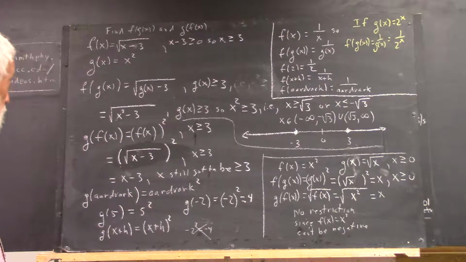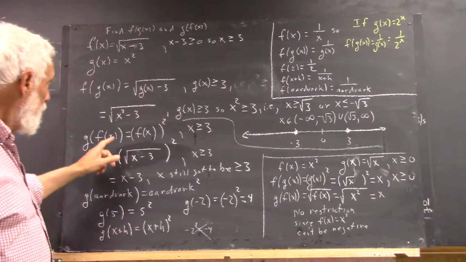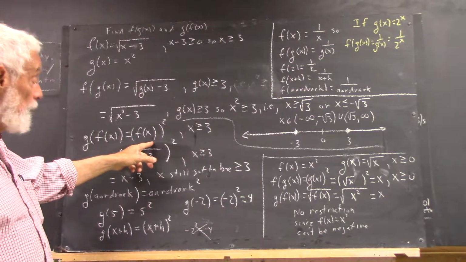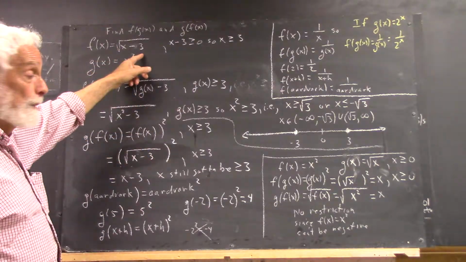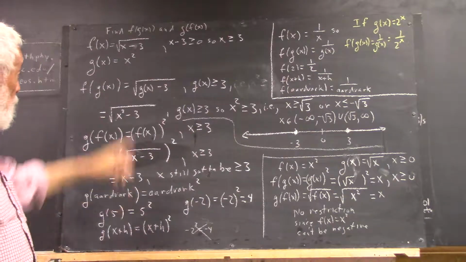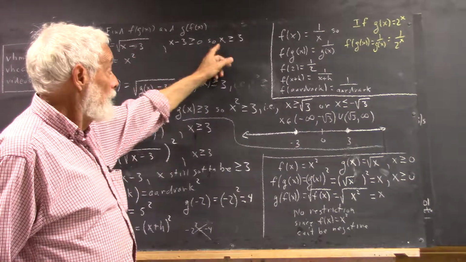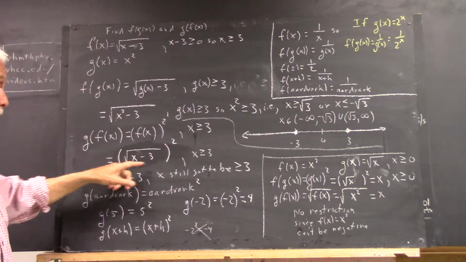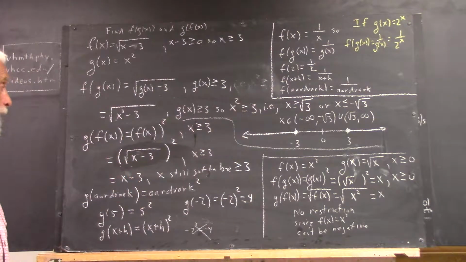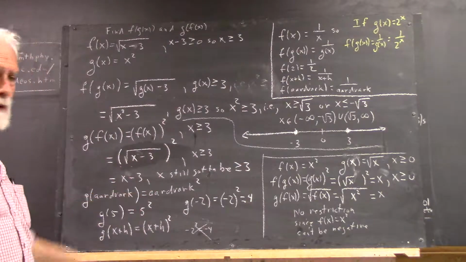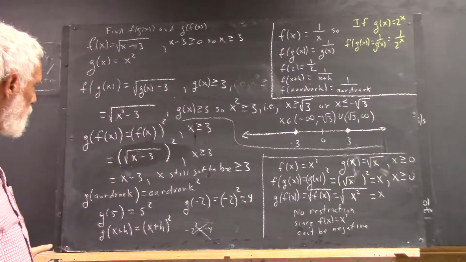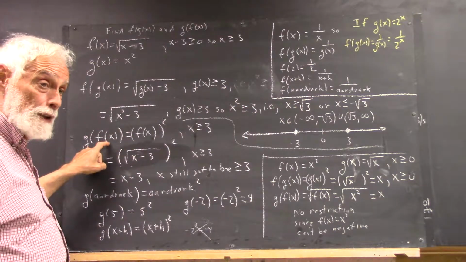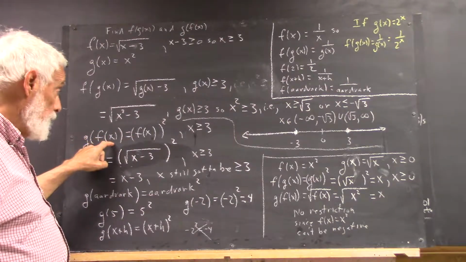Just because the domain of this expression is unrestricted doesn't mean the domain of this one is unrestricted. The reason being that this function means you take x and you do f of x first. And f of x is the square root of x minus 3, and the domain of f of x is just x values that are greater than or equal to 3. Anything less than 3, you're going to have a negative under the square root here.